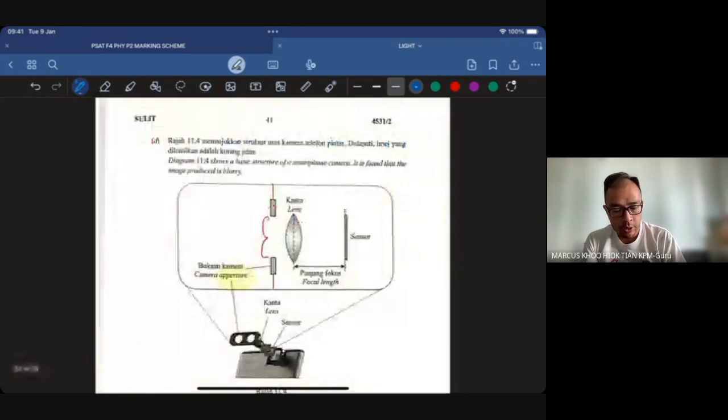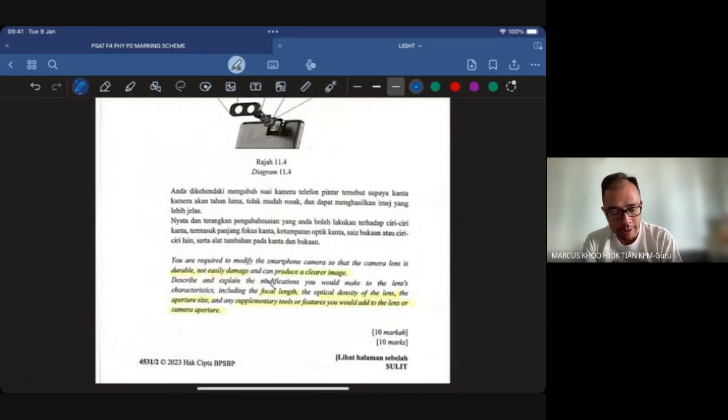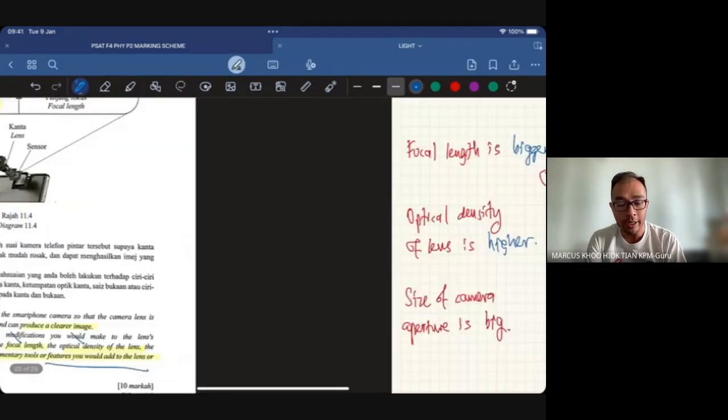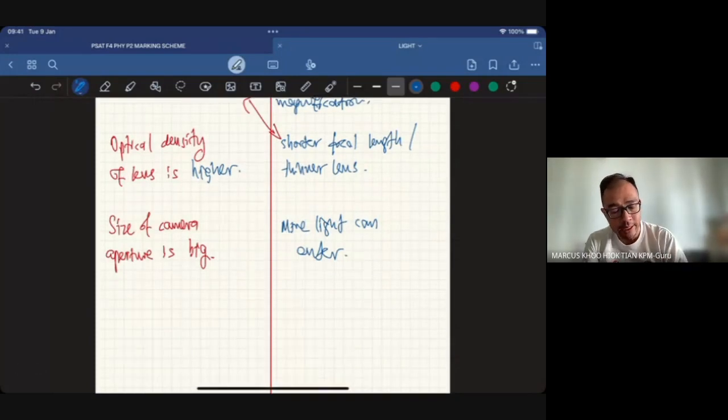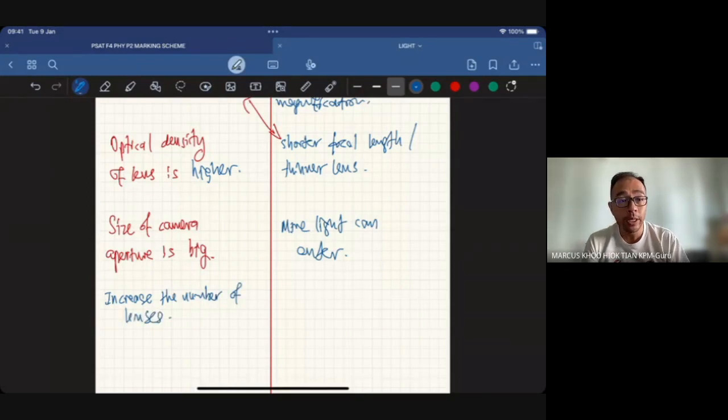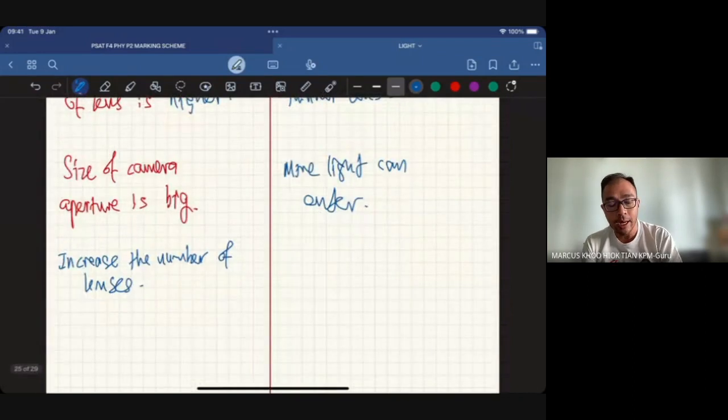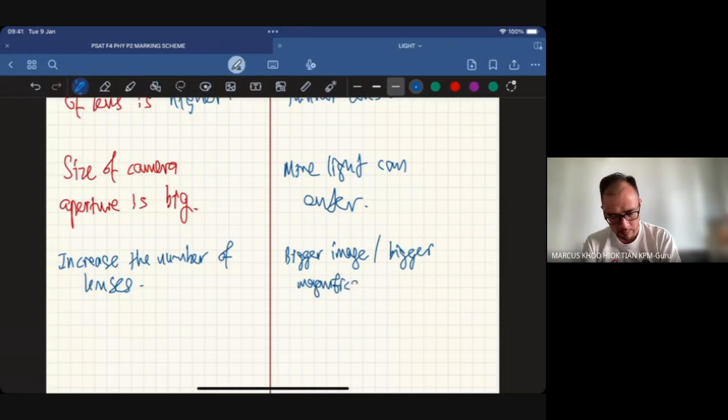Okay, so we have covered this one. Focal length is done, optical density is done, aperture size is done. So now comes the rest of the stuff that you want to add to the lens or the camera aperture. One of the suggested answers was to increase the number of lenses. When you increase the number of lenses, then you can either have a bigger image or bigger magnification. Okay, that's one possibility.